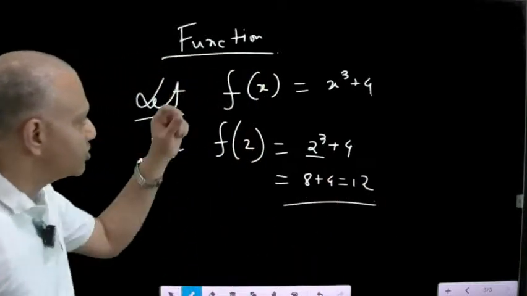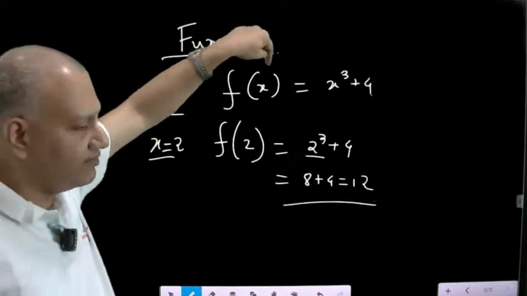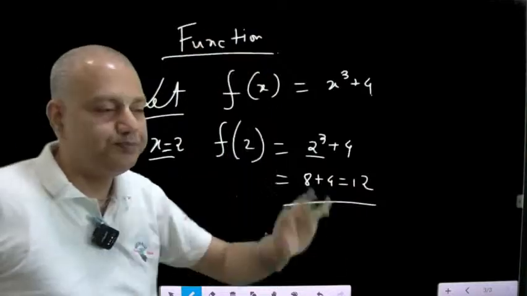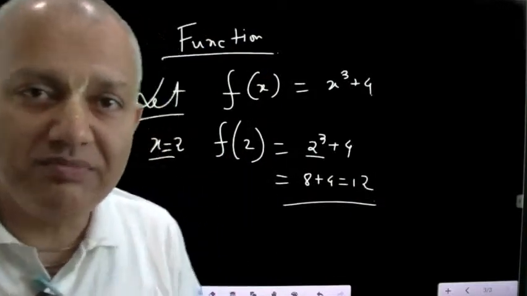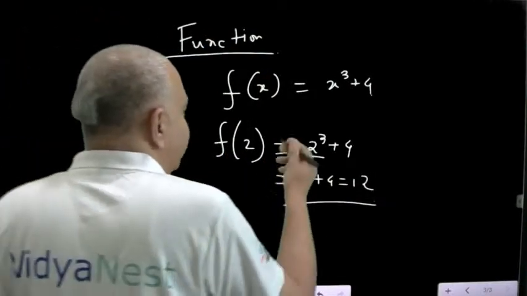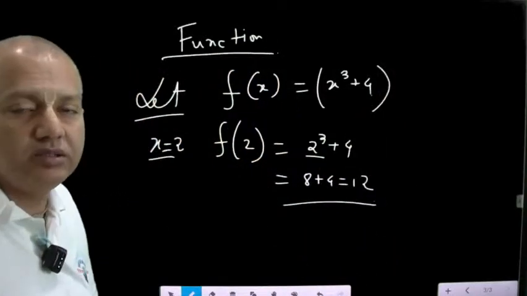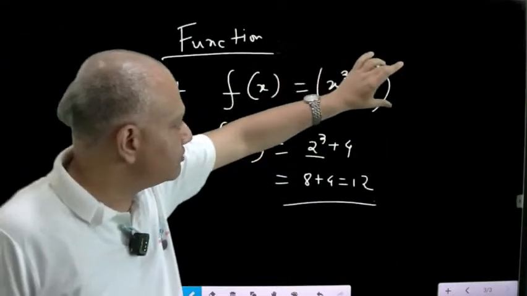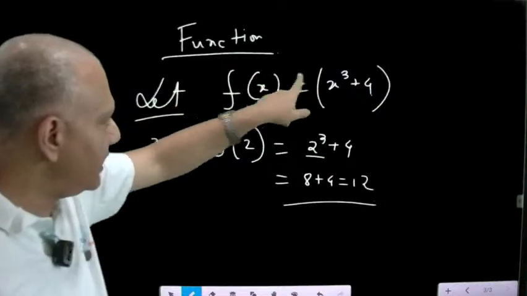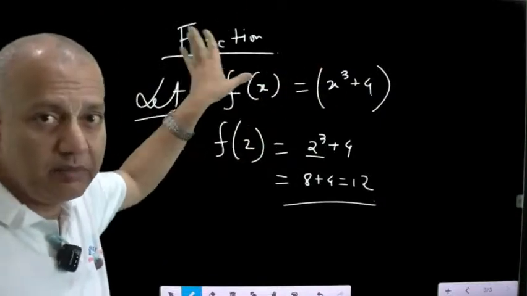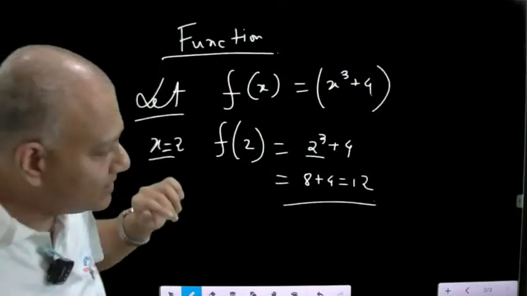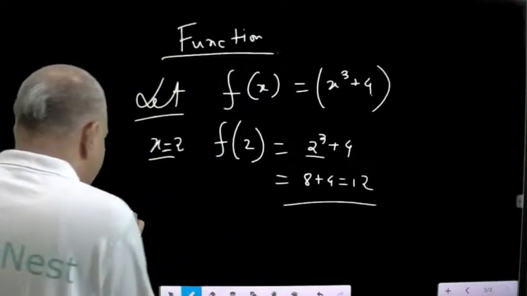Therefore, whenever I put some x in the function, it gives some result. So the function means it is a dependent variable. This x cube plus 4 is dependent upon x. Dependent upon whom? Dependent upon x. Understanding my point?